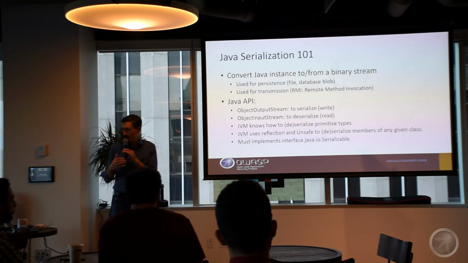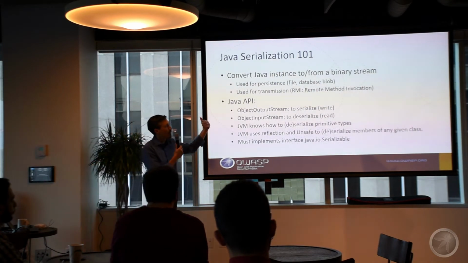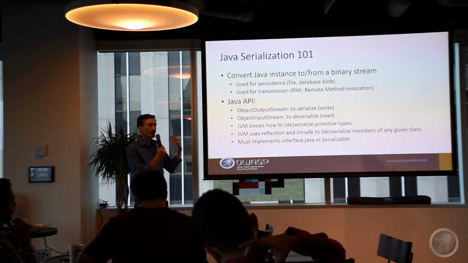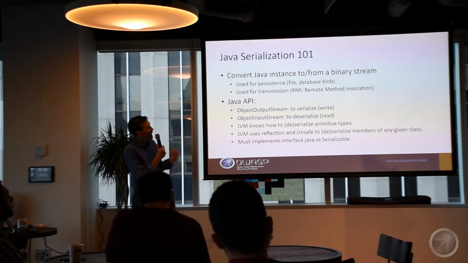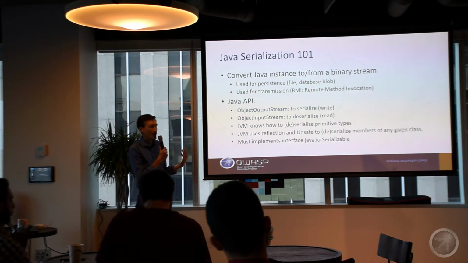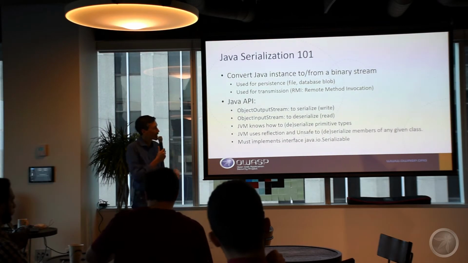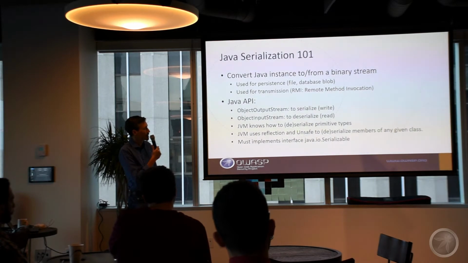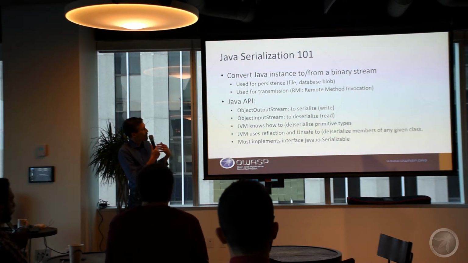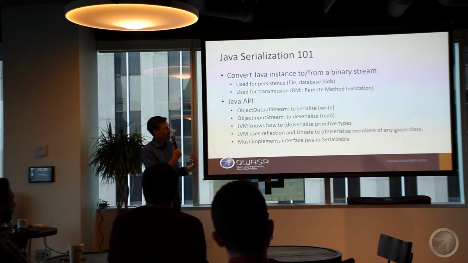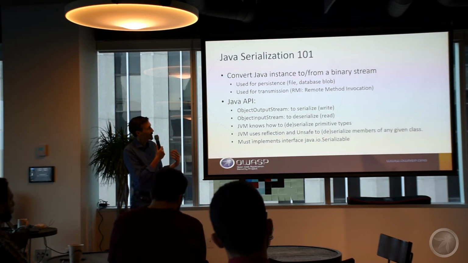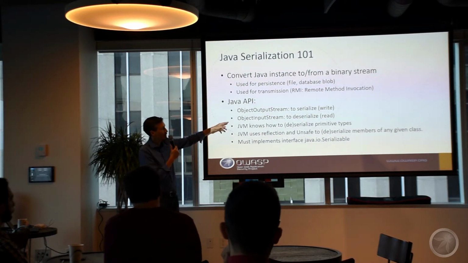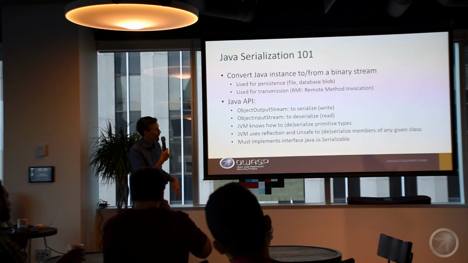So native serialization is just that, right? Converting an object graph to a binary string. It's used for persistence, to save instances in a file or in a database. It's also used for transmission, and RMI is actually a feature of Java that uses that mechanism to transfer instances across different nodes. So from a Java API point of view, you would serialize by writing to an ObjectOutputStream class, and you would read from an ObjectInputStream to deserialize, right?